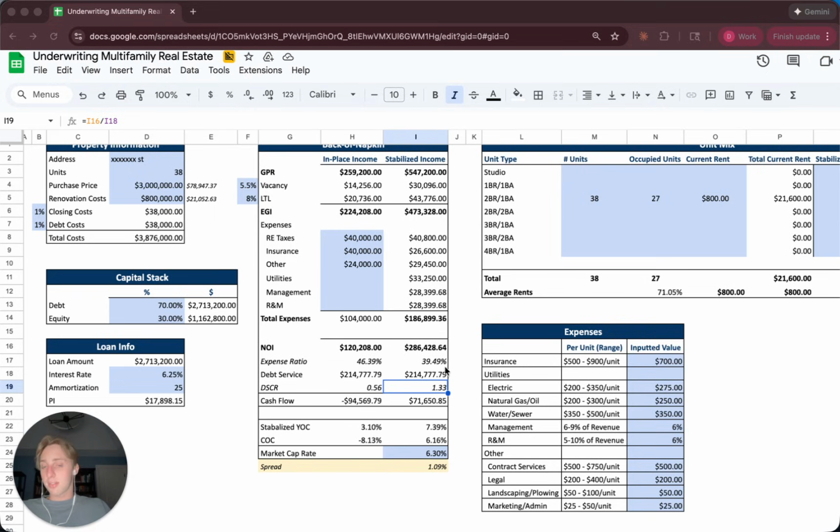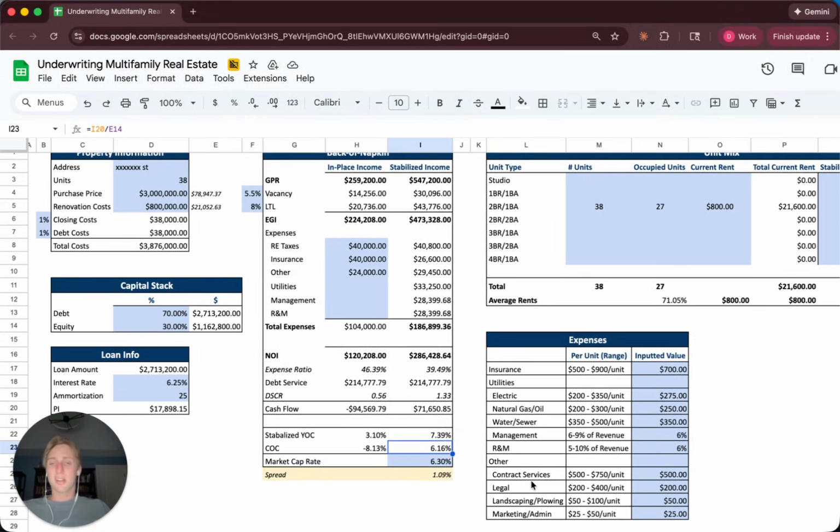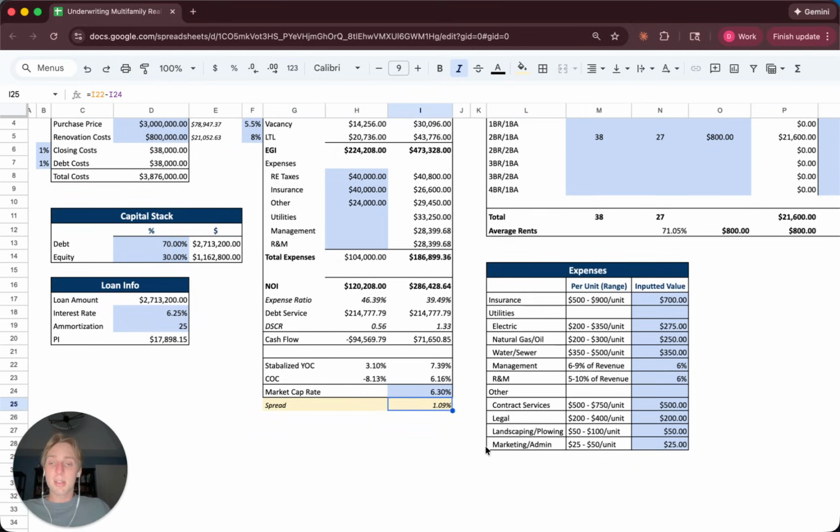So let's look at that cash flow. I'm getting a 6% cash on cash return, not great when stabilized, and my stabilized yield on cost is a 7.39, but market cap rate is 6.3. So for me, this probably doesn't make too much sense.